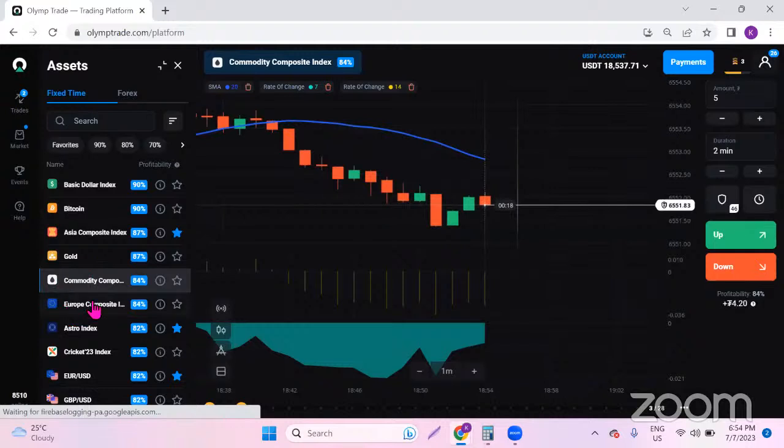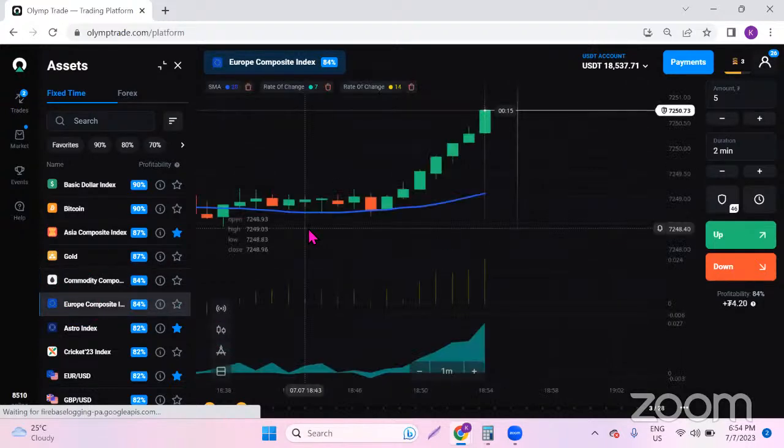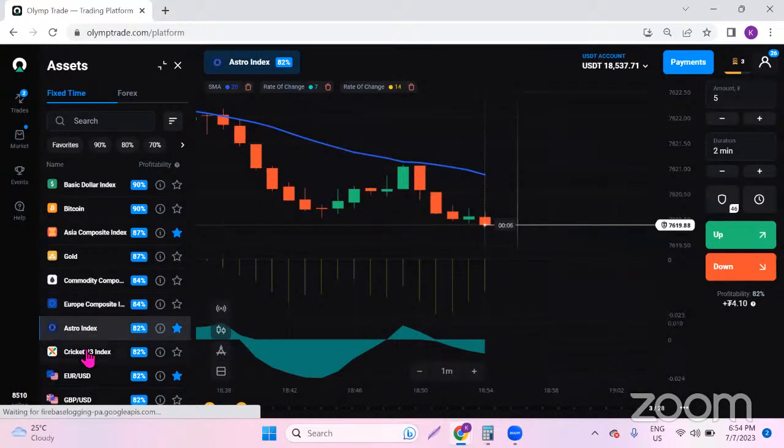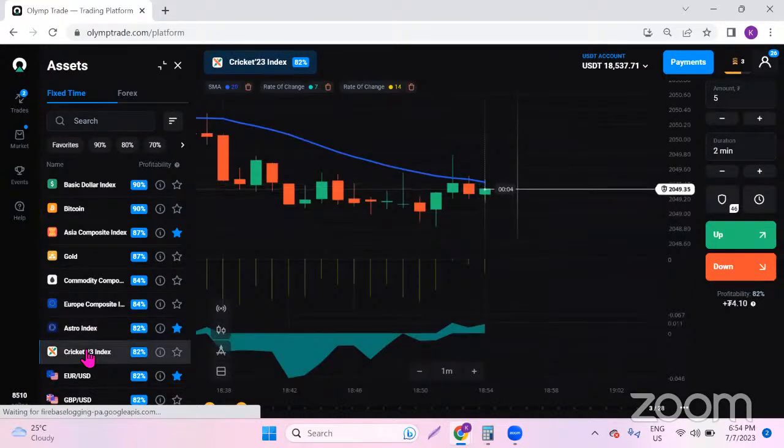So all that you have to focus on are 3 things: the color of the candle, whether it is above the SMA or below the SMA, and whether the ROC is above the 0 line or below the 0 line. So that would give us a trend. That would give us a signal.